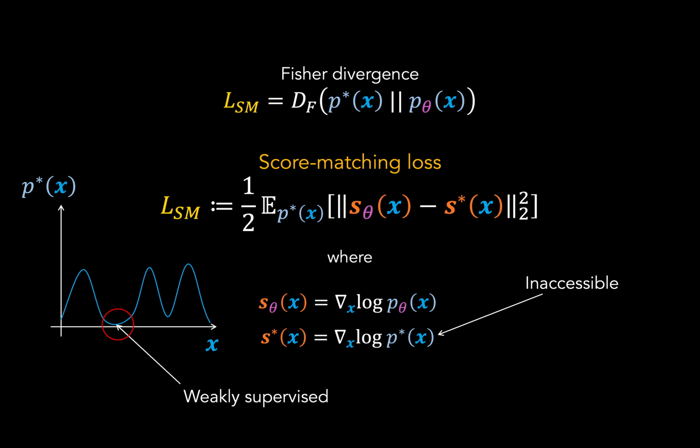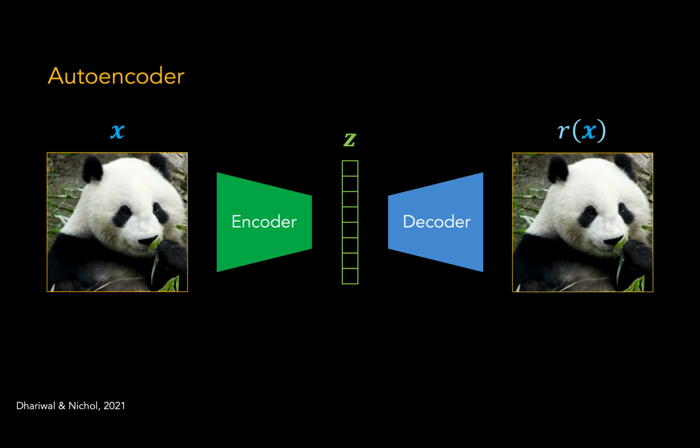Now, for the first issue, there are actually a few ways to get around having to calculate the data score directly, and one of them draws a clever connection with denoising autoencoders. To understand denoising autoencoders, let's first clarify what a standard autoencoder does. The autoencoder is a neural network architecture that consists of two main components. The encoder compresses data into some latent representation, and the decoder projects it back to data space. An autoencoder is trained to reconstruct its own input through this latent bottleneck.